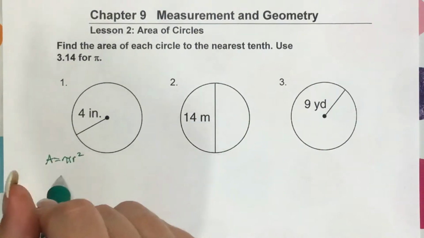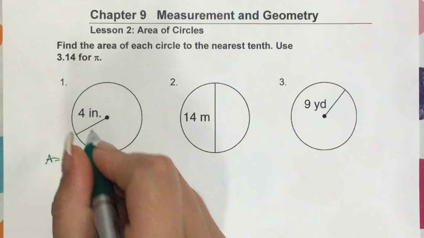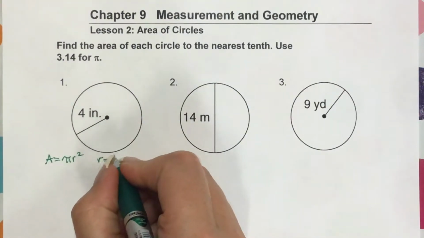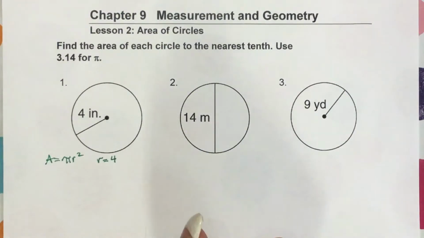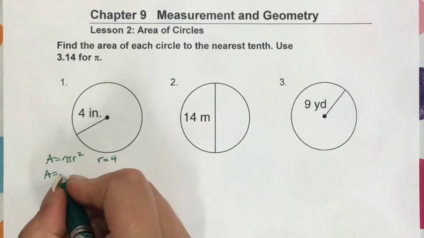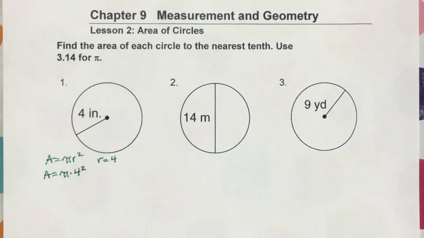Okay, we have our formula here. And we need to define our variable. So r is equal to 4 inches. That's our radius right here. The radius equals 4. Now we're going to substitute those values in for our formula. And we get area equals pi times 4 squared.